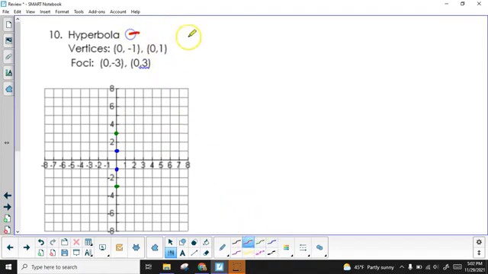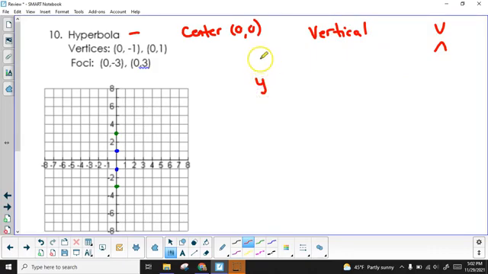Again, we know it's a hyperbola. We can tell that the center is (0, 0), because that's right in the middle of our foci and our vertices. And we can tell that this is going to be vertical, so that it would open up and down. And since it's going to be vertical, that means that our y squared term needs to come first. So we would have y minus h squared, but since it's 0, then y squared over something minus x squared over something equals 1.